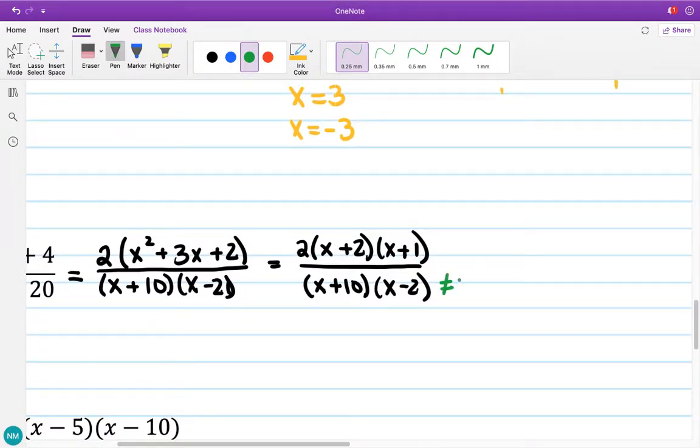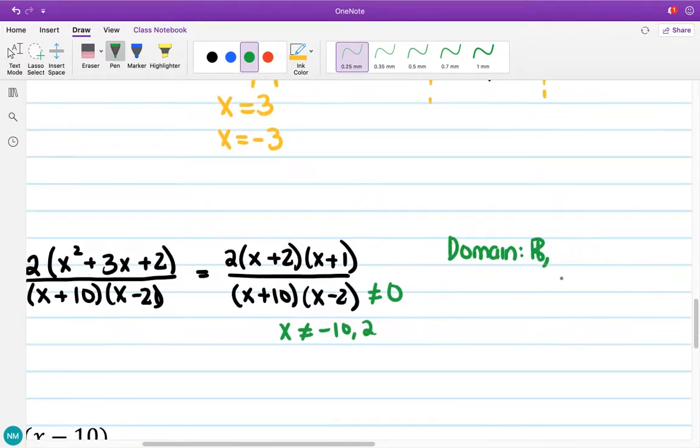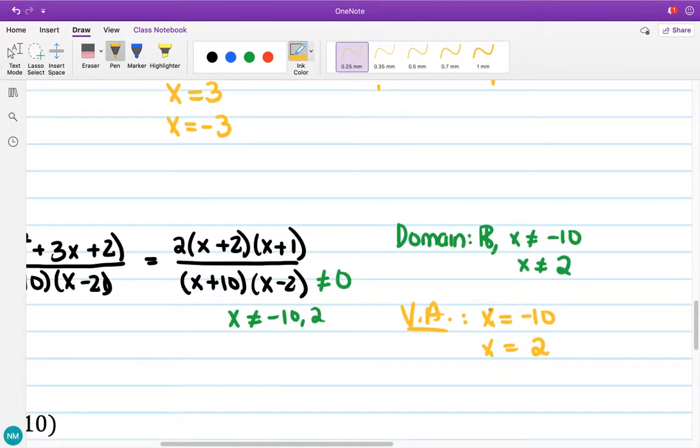So I set this not equal to 0, and I get x cannot equal what? Negative 10 and 2. So my domain is all real numbers, but x cannot equal negative 10 and x cannot equal 2. So therefore my vertical asymptotes, because it is simplified already, are x equals negative 10 and x equals 2. So same concept. There are two vertical asymptotes, so therefore there are three sections of the graph.